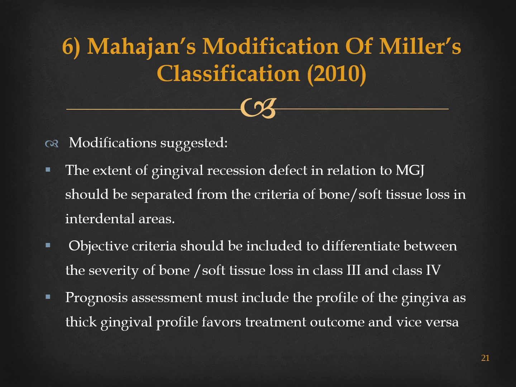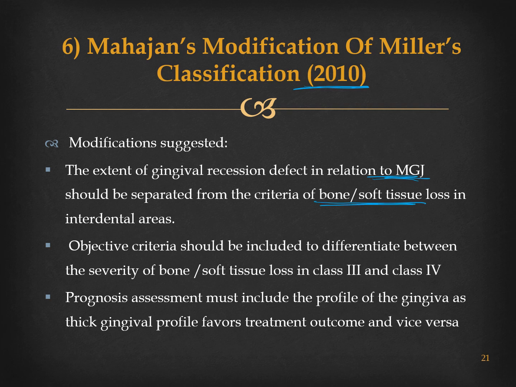Now, in order to overcome Miller's classification's limitations, Mahajan has given some modifications which should be done in this classification. The modifications suggested by Mahajan included that the extent of gingival recession defect in relation to the mucogingival junction should be separated from the criteria of bone and soft tissue loss.